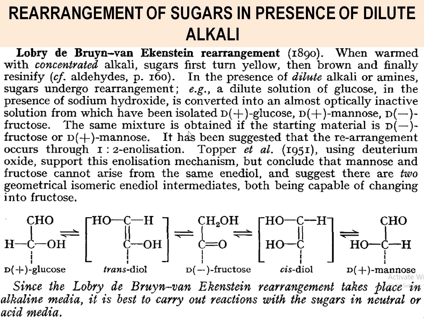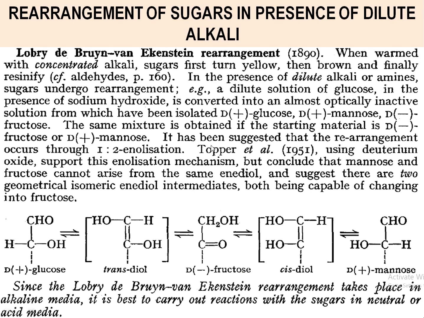So why does it happen? When we add a dilute solution of alkali to glucose, it undergoes the Lobry de Bruyn–van Ekenstein rearrangement. Why does this rearrangement occur? So let's follow the mechanism. When D-plus glucose is subjected to treatment with dilute alkali, it gives rise to the enediol. This can be isomerized to fructose, further to the enediol, and then to D-plus mannose. So in the mixture, we get 3 compounds: D-plus glucose, D-minus fructose and D-plus mannose.